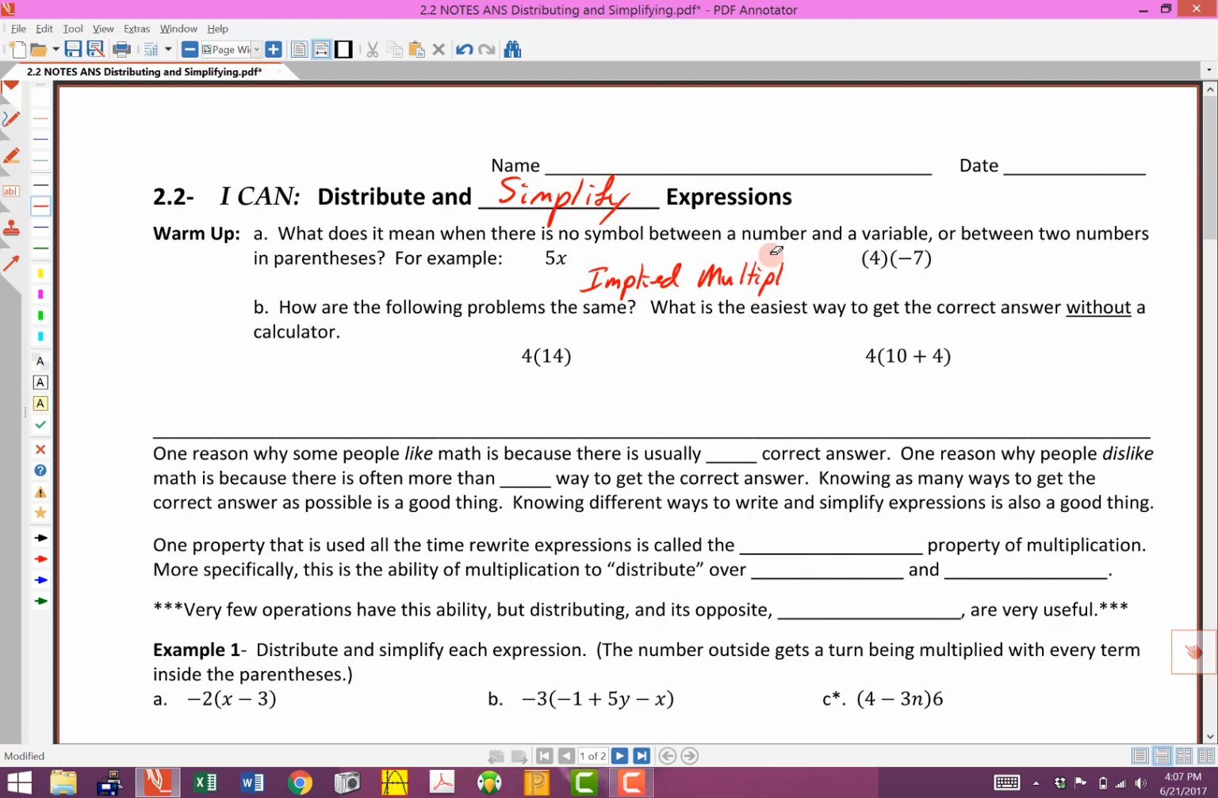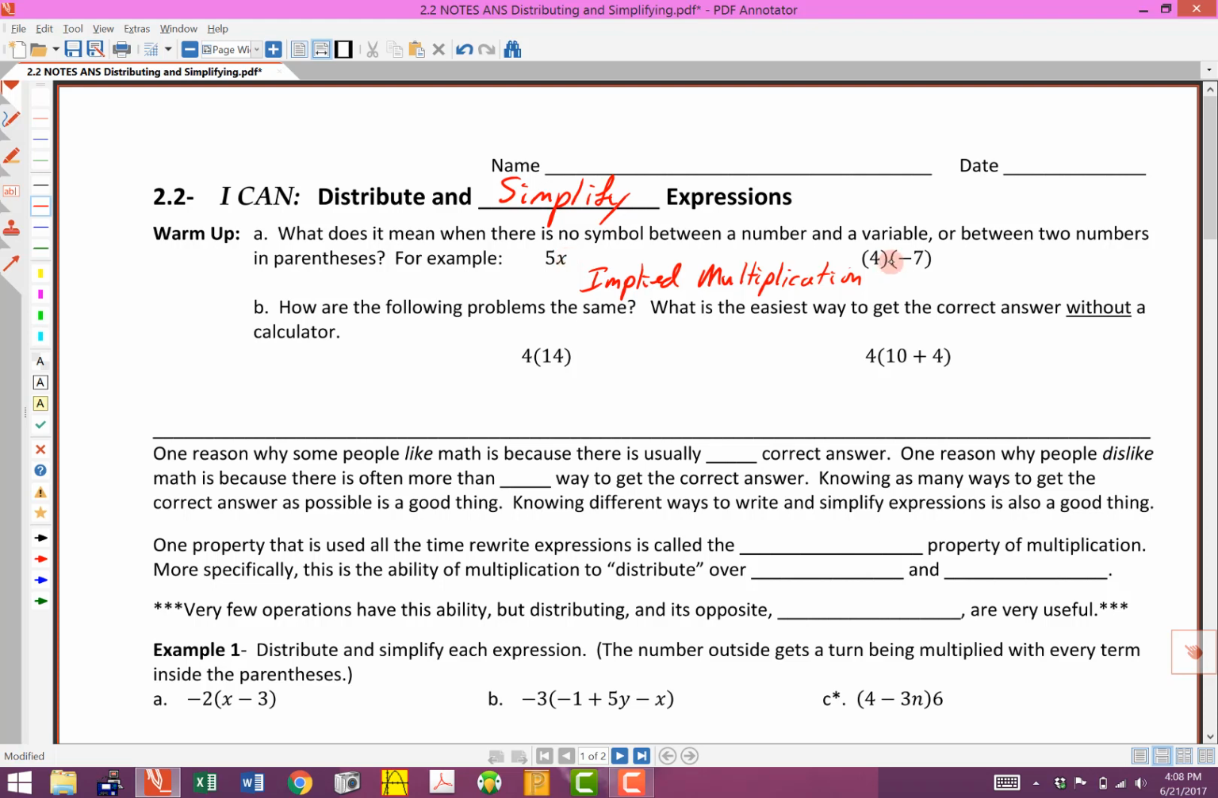Multiplication is the only operation that we can write down without using another symbol. We put the number and the variable next to each other, and it's just implied multiplication. If we were going to add those together, we'd have to put a plus between them. If we were going to subtract them, we'd have to put a minus. If we were going to divide them, we'd use a horizontal fraction bar or something like that. But multiplication comes up so often, we like to take a shortcut and we write that with just nothing in between.